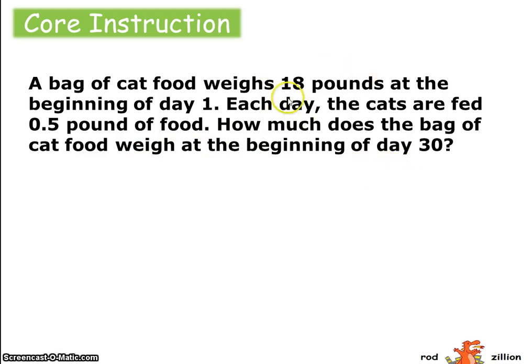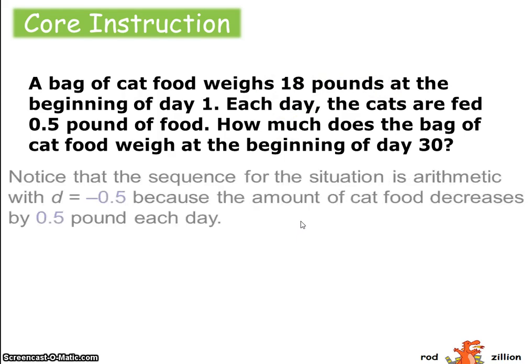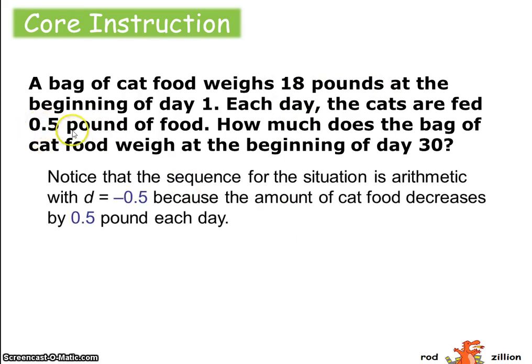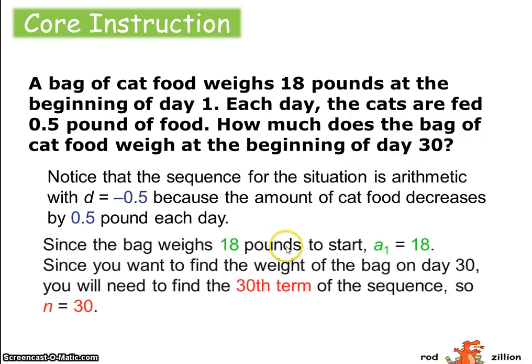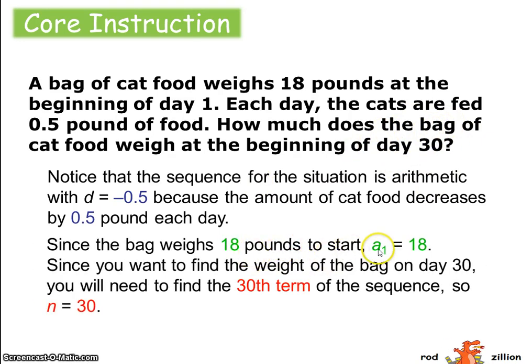So I hope you recognize some of these ideas. The 18 pounds is going to be our initial term. The 1/2 pound of food is going to be the common difference. It's going to be negative 1/2 pound of food, because it's decreasing, and we're looking for the 30th term. So since the bag weighs 18 pounds to start, a sub 1 is 18.